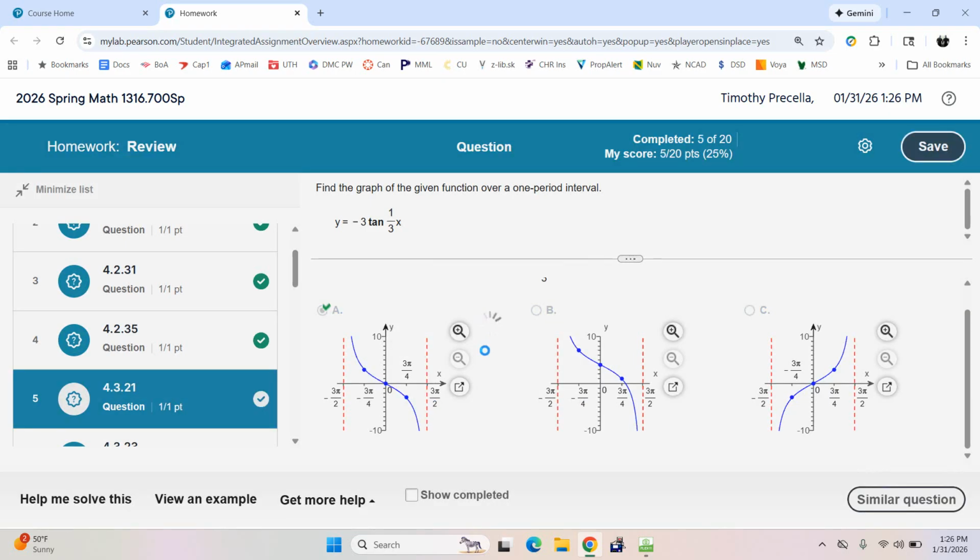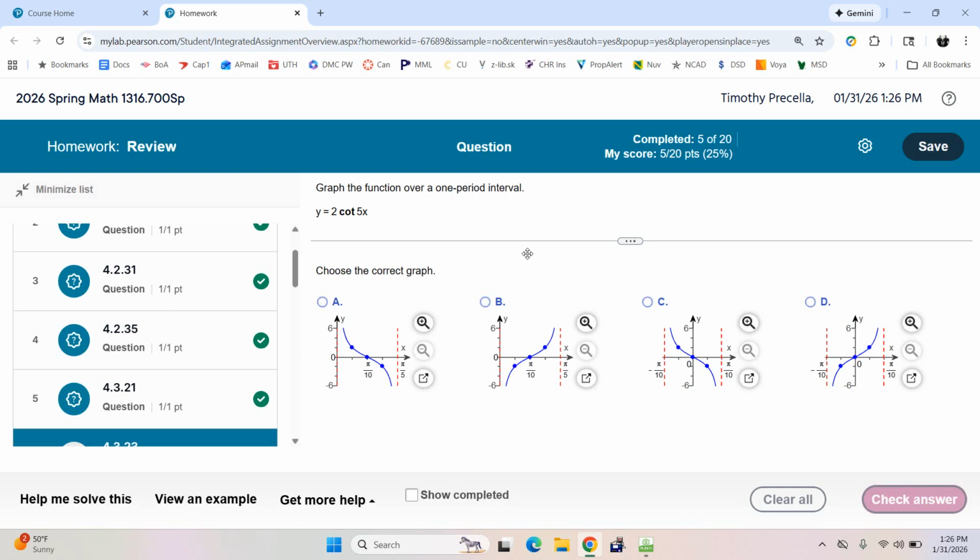Okay. Oh, here's one for cotangent. Y equals 2 cotangent 5x.